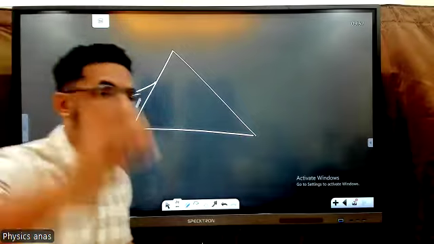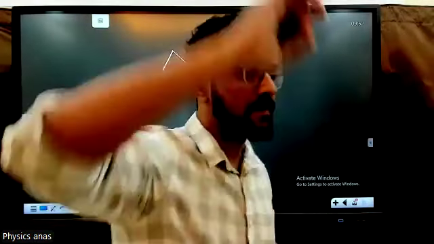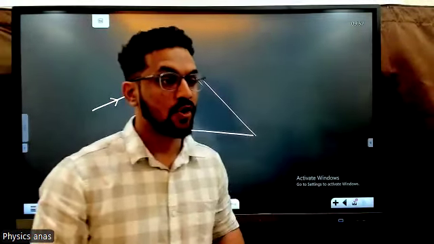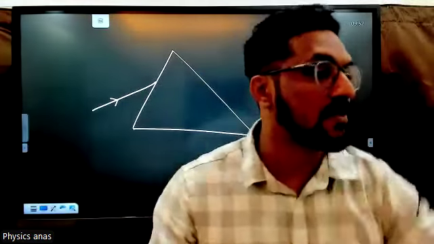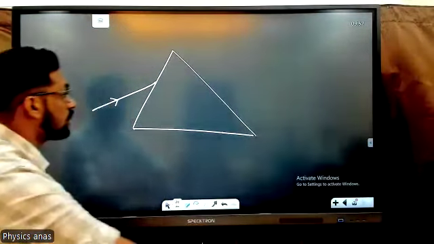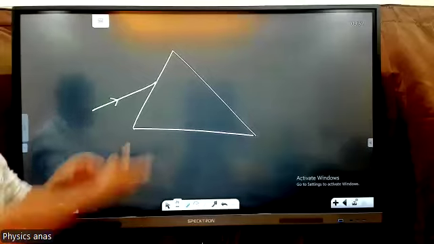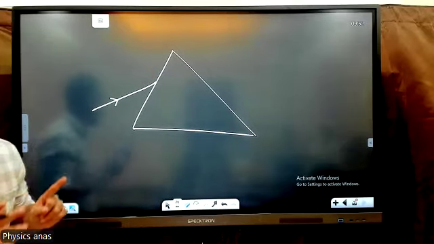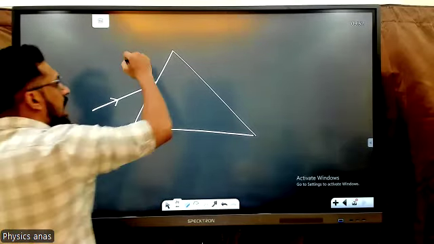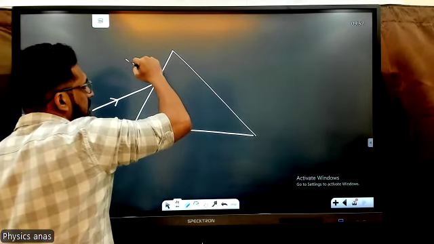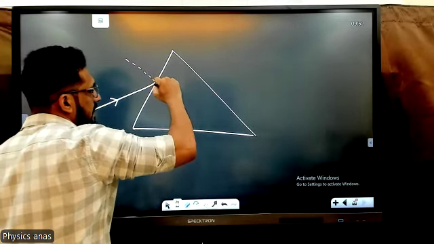Normal will always be perpendicular to the surface. Okay, so what does the surface look like? The surface is also inclined, so the normal will be perpendicular to that surface. I am going to draw that normal. This is the normal. Can you see that?